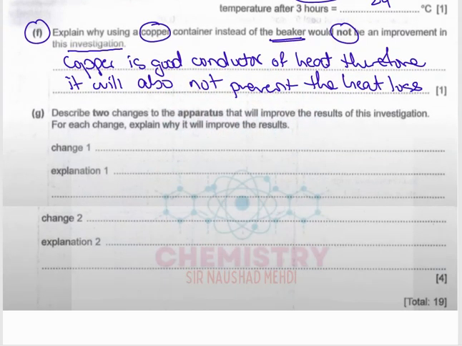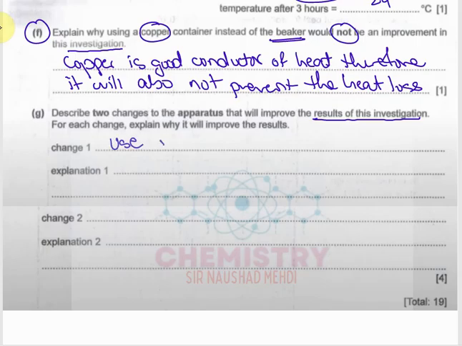Okay, describe two changes in the apparatus that will improve the results of this investigation. For each change, explain why it will improve the results. One change: since they are using a glass beaker, the heat is lost into the surroundings. So instead of a glass beaker, they should use a container which is an insulator. They can do the experiment using a polystyrene cup instead of the glass beaker.